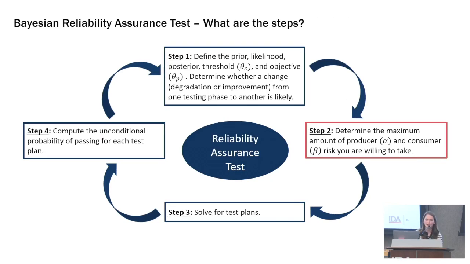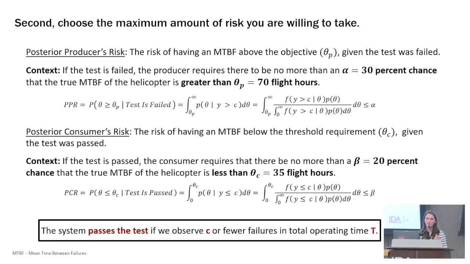Okay, so then after that, the next key ingredient is to determine the maximum amount of risk you're willing to take. Before I talk about the different types of risks here, I want to say that these risks depend on this concept of passing the test or failing the test. So here we say that a system has passed the test if we observe C or fewer failures in total operating time T, where C and T are defined by your test plan. And then the opposite is true. If we fail the test, that means we observe more than C failures in total operating time T.